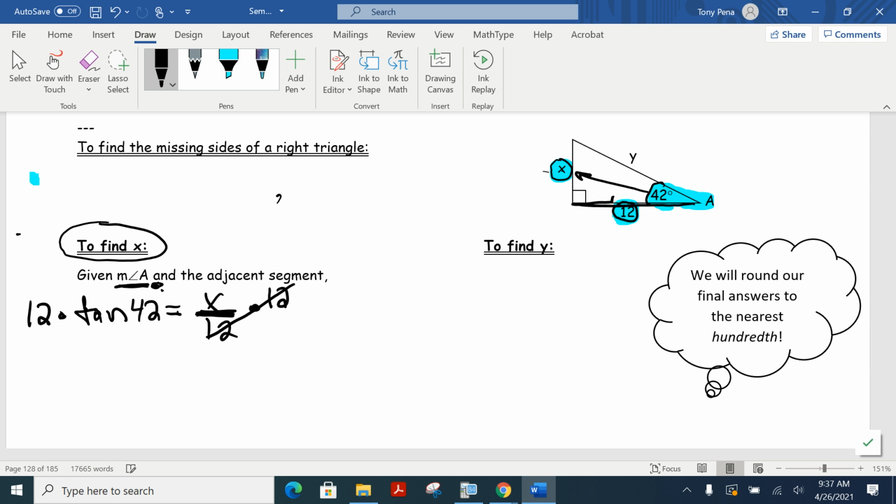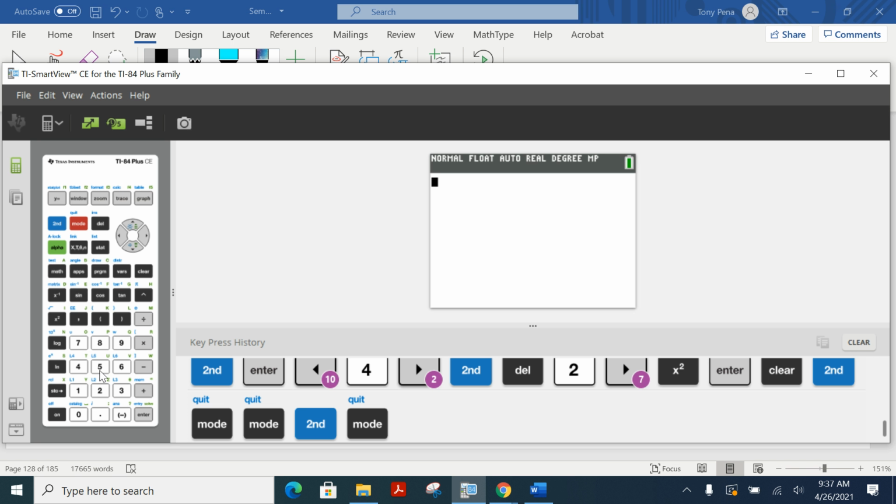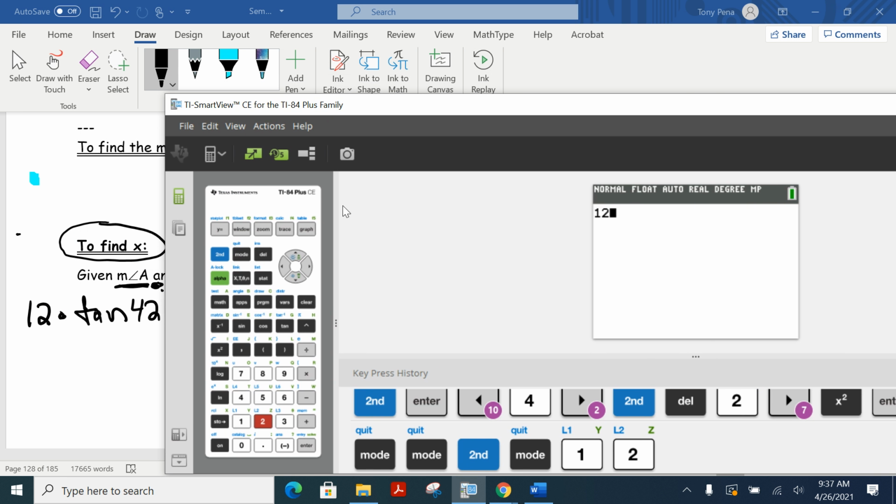Here's where, if you don't have a calculator, you're going to be in big trouble when we sit down to take this quiz, because the only way you're going to be able to do this is by putting it into your calculator. So in your calculator, let me pull mine up. This is the easy one. Notice what I'm plugging in here.